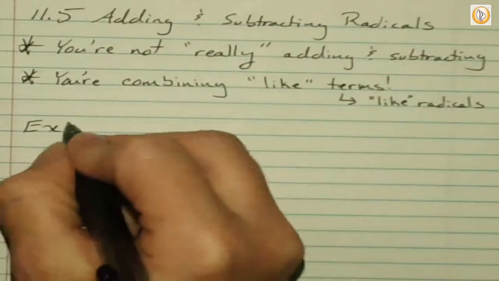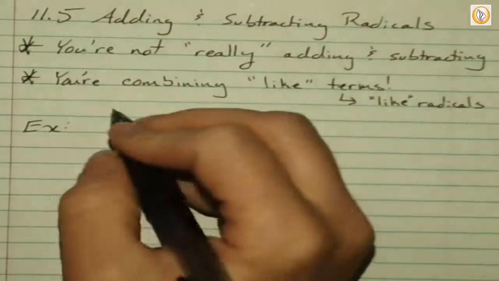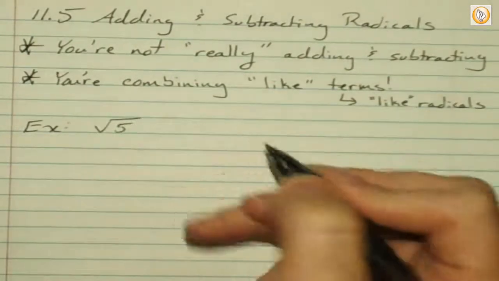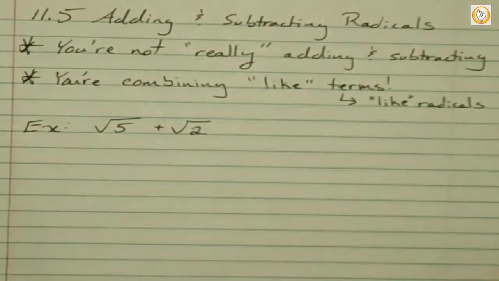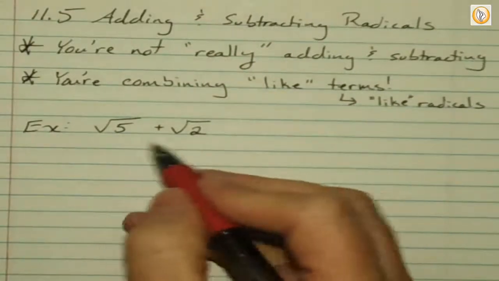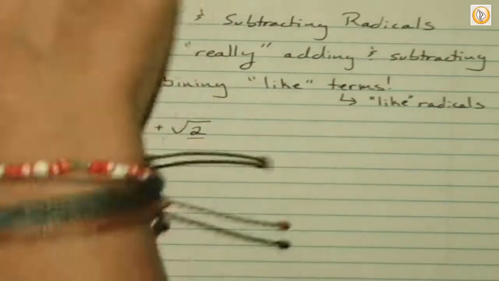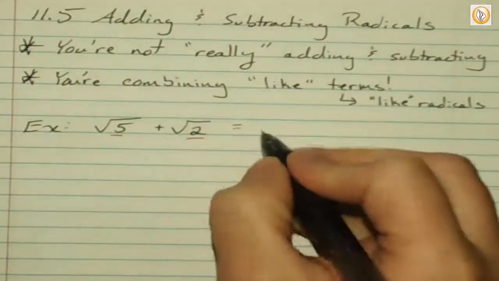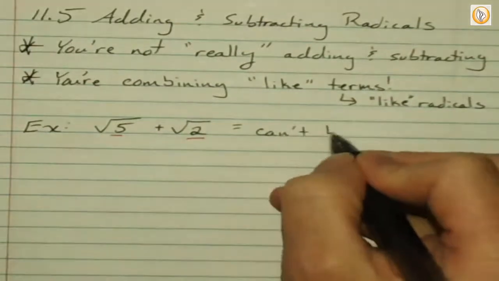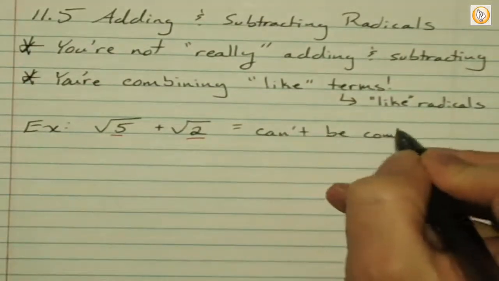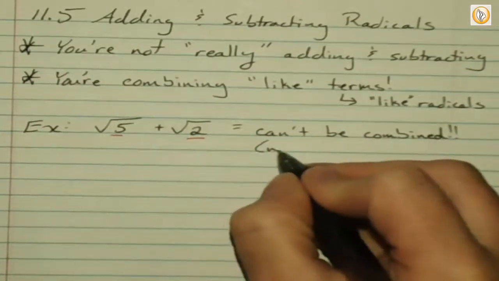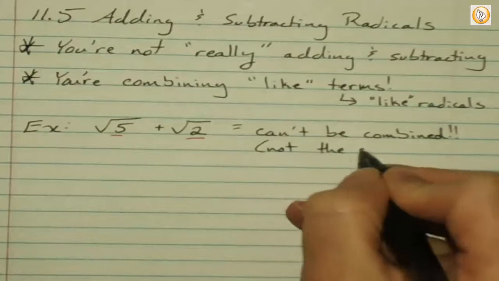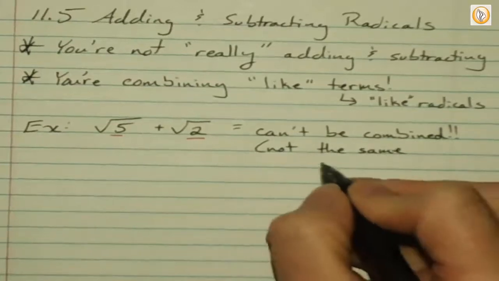All right, examples. Square root of 5 plus square root of 2. Are those the same radicand? No. Can't be combined. Not the same radicand.